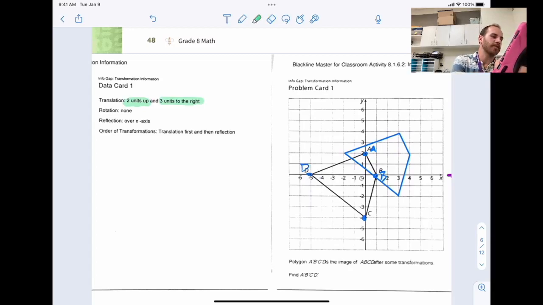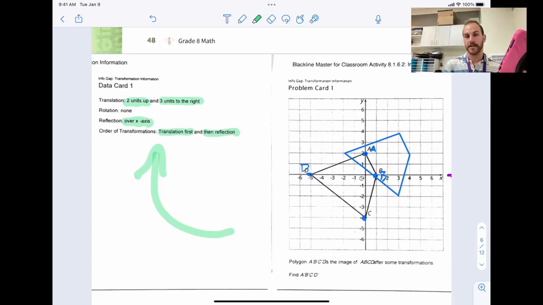It asks us, oh, we've got no rotation. That's good. We can forget about that. Reflection over the x-axis. Now, I've made a mistake here. What I should have done was read the order of transformations first. I got really lucky. It says translation first, then reflection. If it said reflection first, then translation, I'd be in a completely different place. My transformation would not be correct.